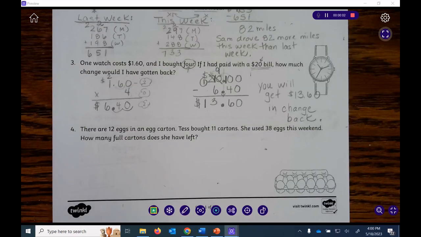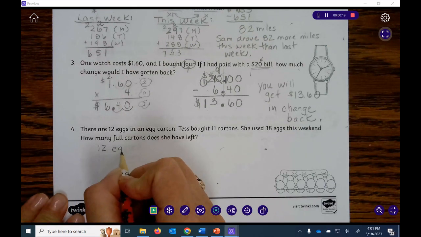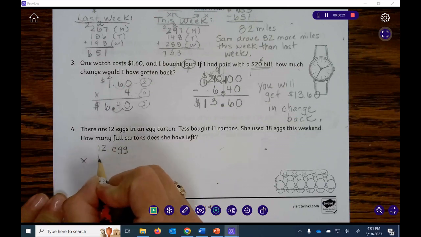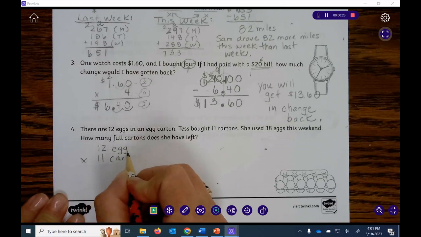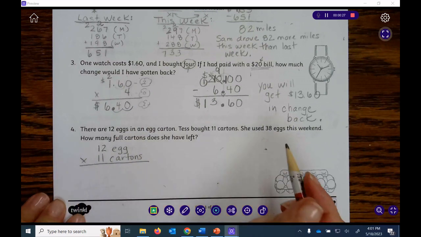All right, let's see if we can solve this problem, and hopefully you got the same answer that I'm going to get. There are 12 eggs in an egg carton, and Tess bought 11 cartons. So let's see how many eggs she initially started off with. So we know that we have 12 eggs in each carton, and we bought 11 cartons. We're going to multiply these numbers together.